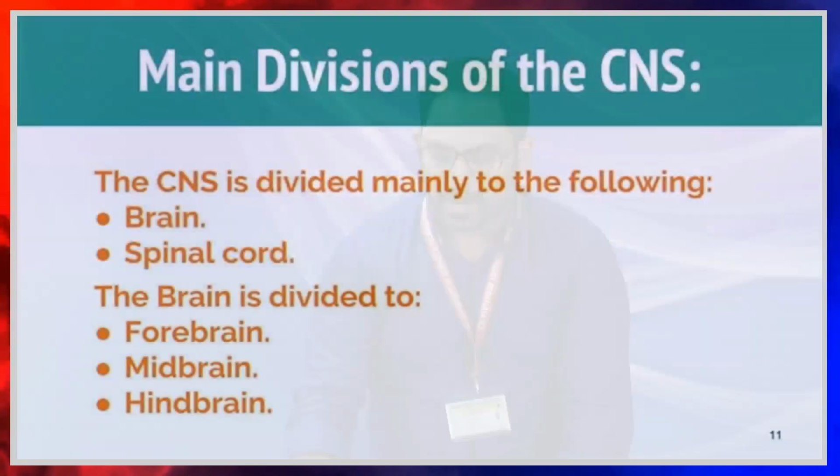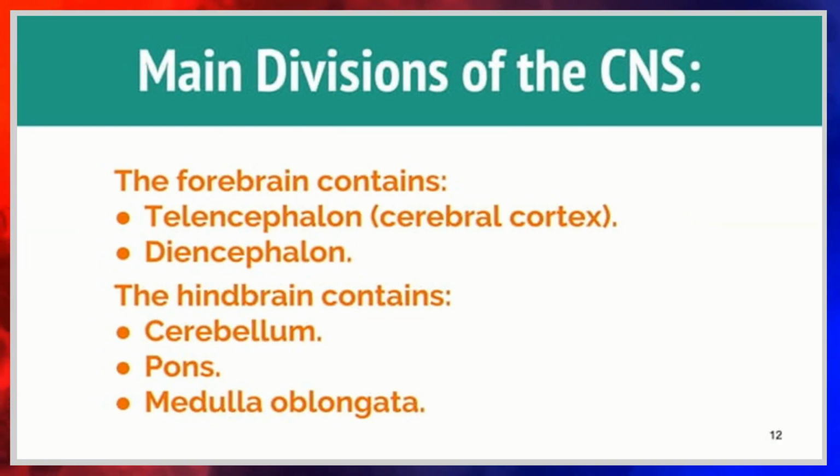Now, if we talk about the central nervous system, the brain. First, the brain is divided into three parts. Okay? The forebrain, the midbrain and the hindbrain. Now, the forebrain consists of the telencephalon, which is the cerebral cortex, and the diencephalon, which is the motor cortex. Now, the hindbrain basically consists of three structures, which are the cerebellum, which is primarily responsible for balancing activities, the pons and the medulla oblongata.